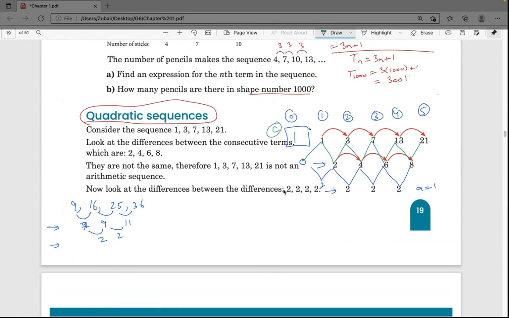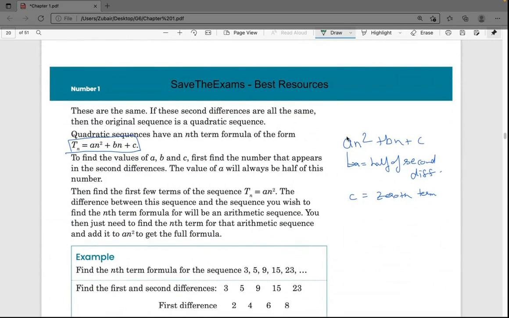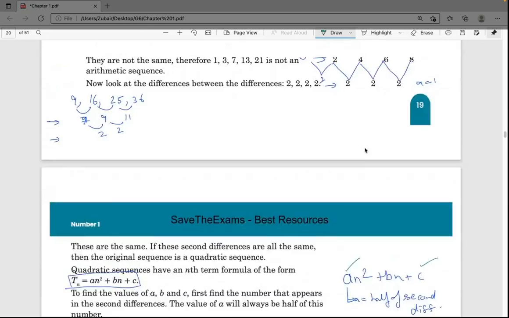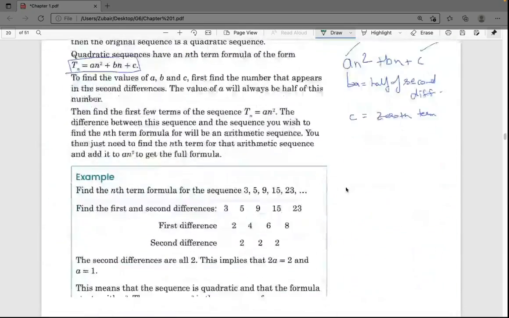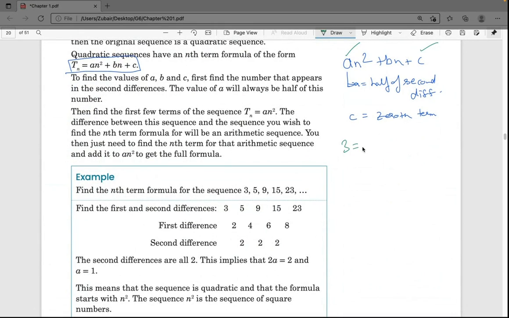And how do we get B? When we are done with A and C, we will choose any one of these values. Let's say I choose this 3. So this is the second term. What will I do? I will put 3 is equal to 2 times, I've chosen the second term, 2 square plus b into 2 plus 1. So we already knew A, we already knew C, we've selected n ourselves. So B is the only one which can be solved.